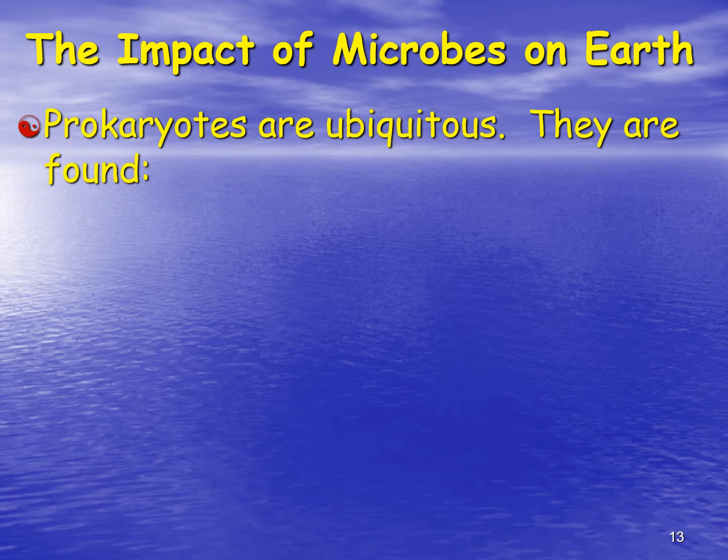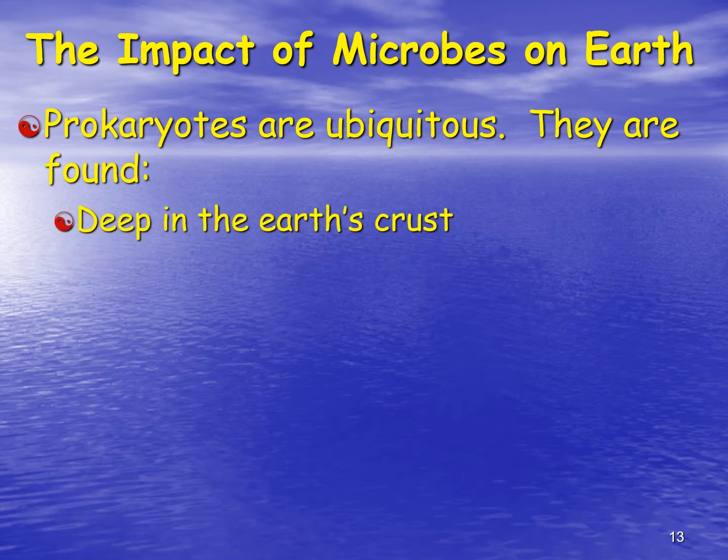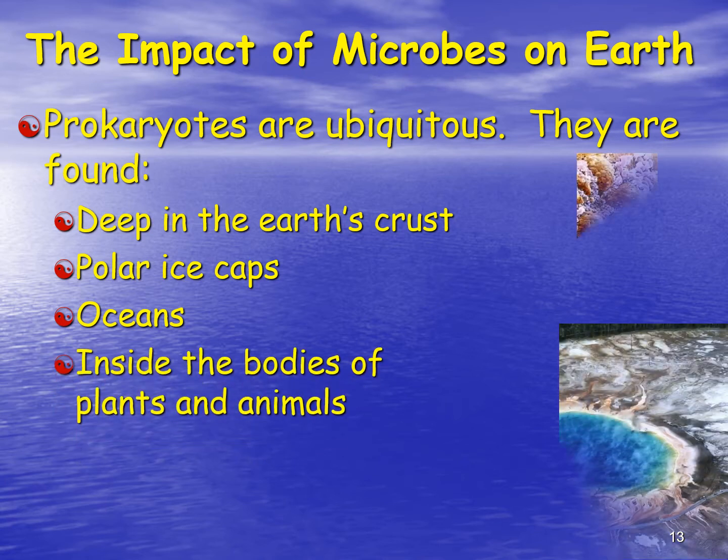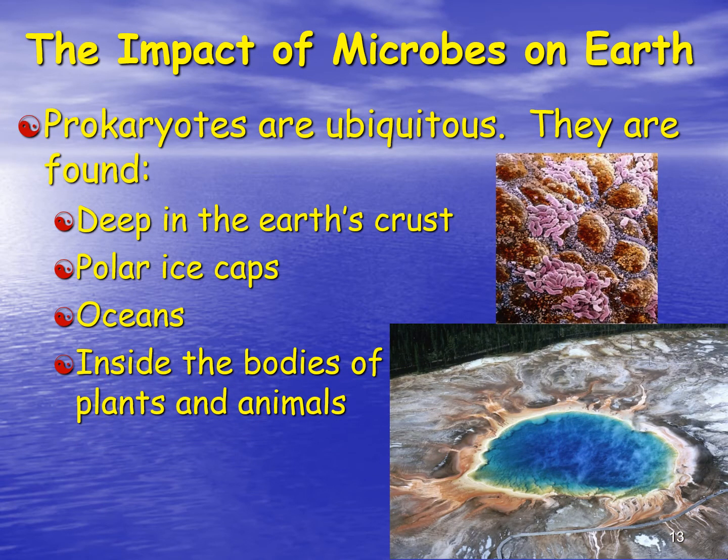Prokaryotic cells are ubiquitous. That means they are everywhere. They have been found deep in the Earth's crust. They've been found deep in the polar ice caps. They're found in all layers of the ocean, from the surface to the deepest parts, and certainly inside the bodies of plants and animals. So we can actually say that prokaryotes, the microbes, are found pretty much anywhere you want to look.